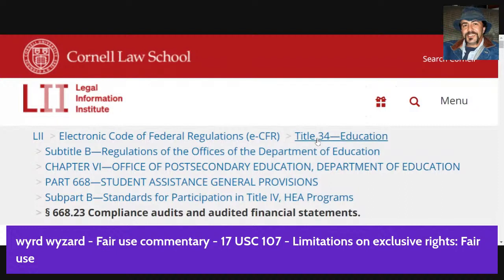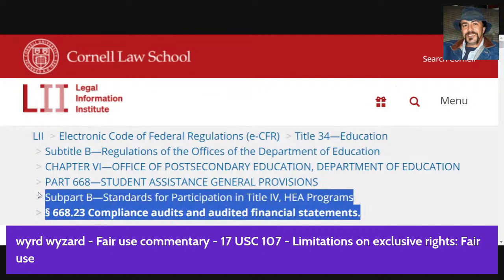And 34. Title 34 is education. Regulations of the offices of the Department of Education, Office of Post-Secondary Education, Student Assistance General Provisions, Standards for Participation in Title IV and Higher Education Assistance Programs, Compliance Audits and Audited Financial Statements. Now, the standards for participation in Title IV, which is your Medicaid services and higher education assistance programs, is again that thing about the selective service I mentioned a few nights ago.